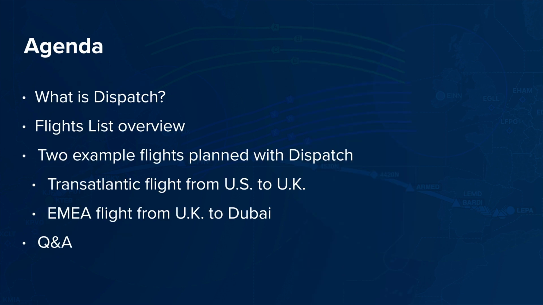Great. So moving on to the agenda today, we're going to start out with a quick overview of what is Dispatch. There's a lot of different aspects to the product, and so I just want to quickly give you a highlight of those different aspects. And then we'll go from there into an overview of the flights list. And from there, Caitlin will demonstrate two example flight plans using Dispatch, increasing in complexity from a transatlantic flight from the US to the UK, and then even more complex into a flight from the UK to Dubai, showcasing not only route constraints, but also Eurocontrol validated auto routing and some of the more advanced capabilities that Dispatch supports. And from there, we'll move on to Q&A.